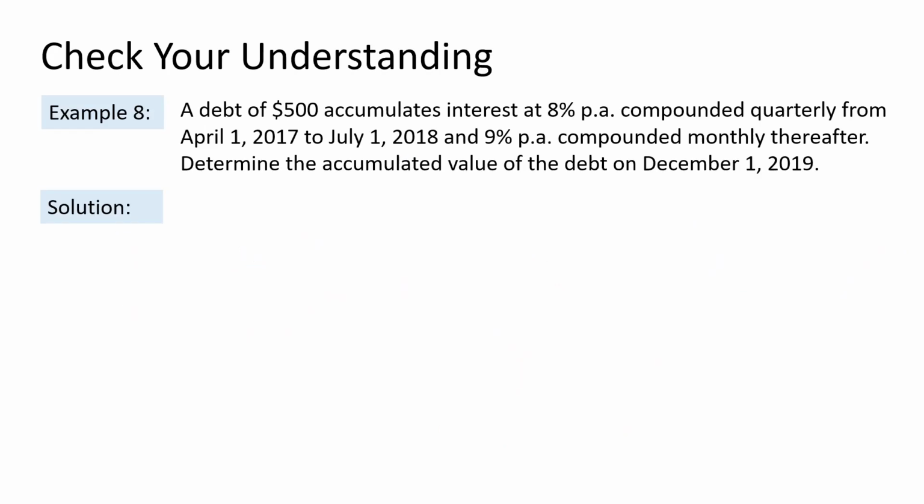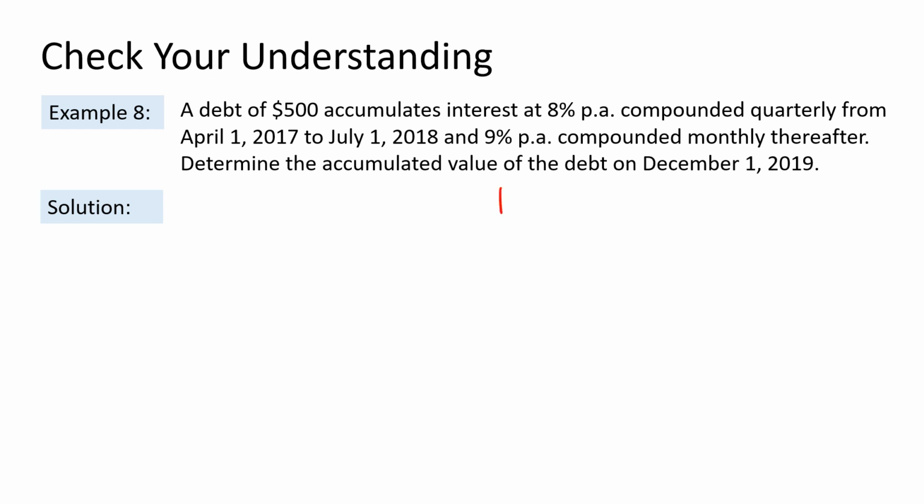Okay, let's look at a second example of this. We have a debt of $500 and it accumulates interest at 8% per annum compounded quarterly from April 1st, 2017 to July 1st, 2018, and then 9% per annum compounded monthly thereafter. Determine the accumulated value of the debt on December 1st, 2019. Now we're talking in months, so it's helpful to start this with a timeline.